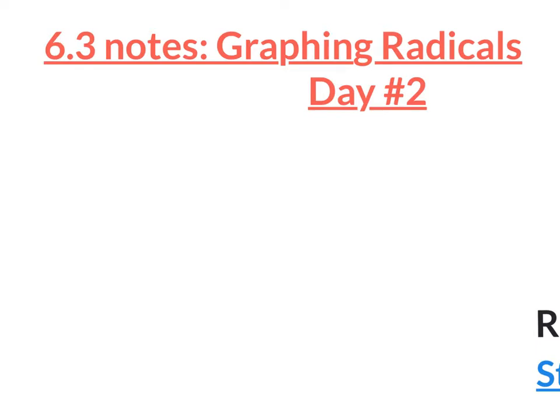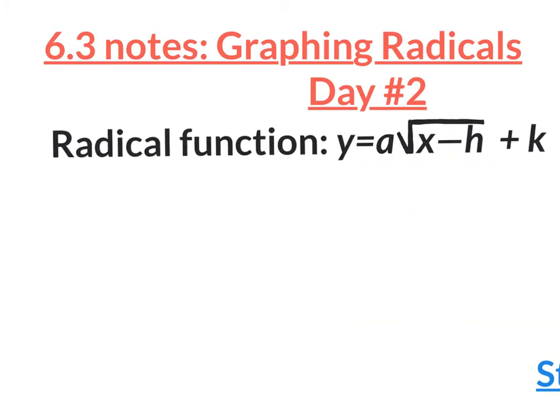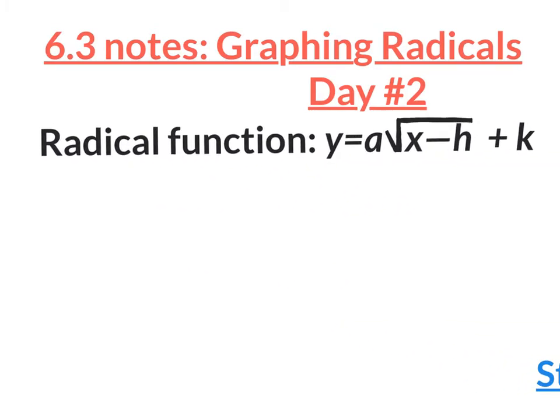So what does a square root function look like? A radical function looks like this. You don't really have to copy down radical function, but you should copy this down at least: y equals a square root of x minus h, plus k. This should remind you of vertex form. The vertex form was y equals a(x minus h) squared plus k.